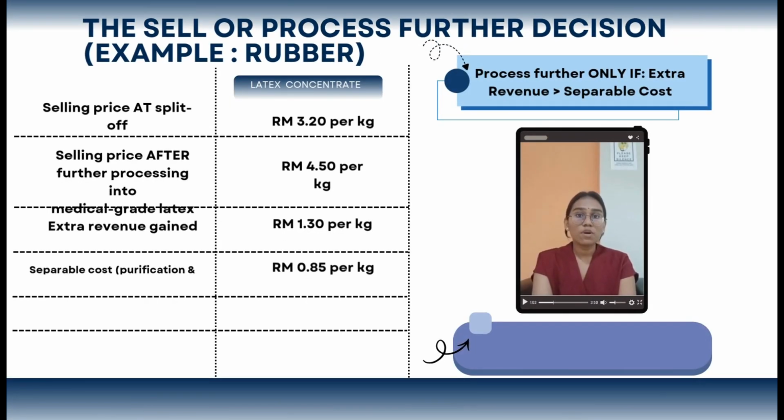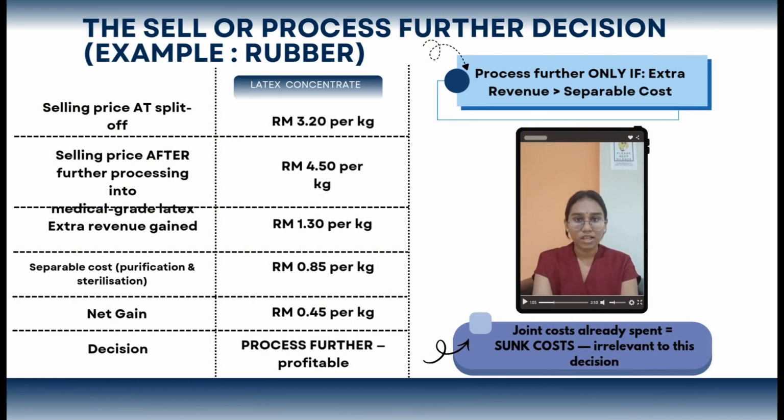Okay, this is where management accounting really comes in, and this slide shows one of the most important decisions a manager has to make after the split off point. The decision rule, and I want everyone to remember this: you process further only if the extra revenue you earn is more than the extra cost you spend. If it's not worth it financially, you sell at split off and stop there.